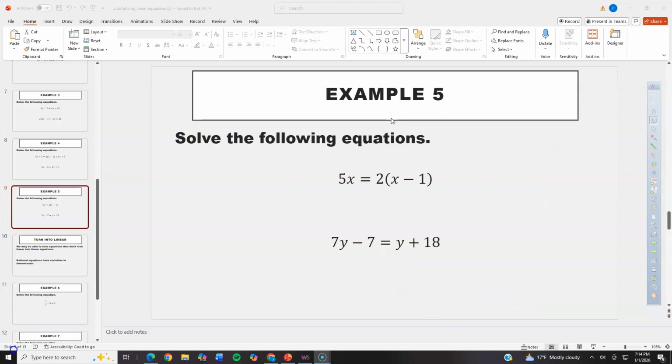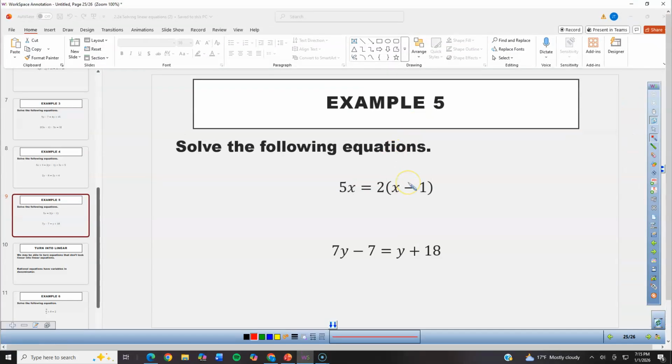All right, let's try some more. Feel free to pause the video and try these. I'm going to give you the answers, so pause it, write these down, try them. The answers are negative 2/3, or negative 0.67 for that one.